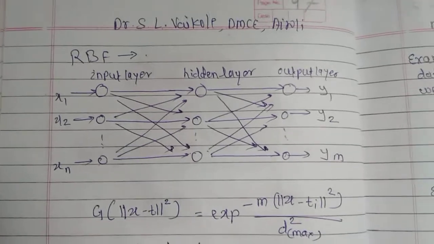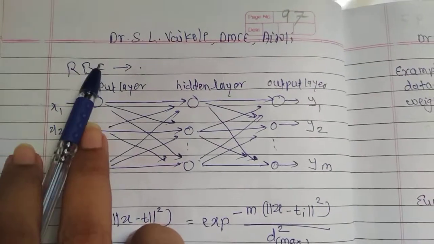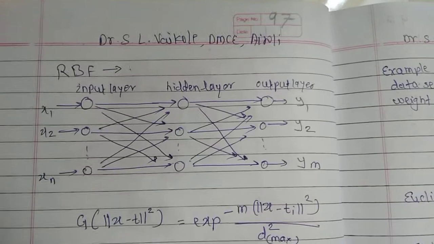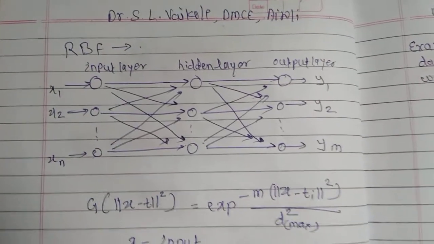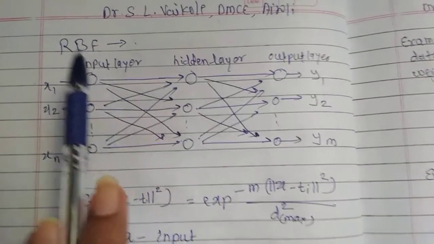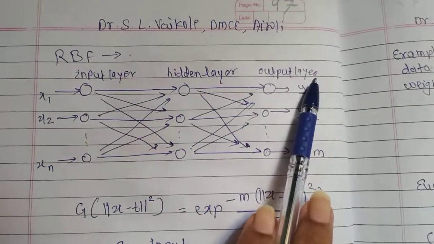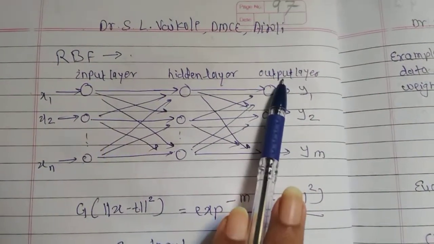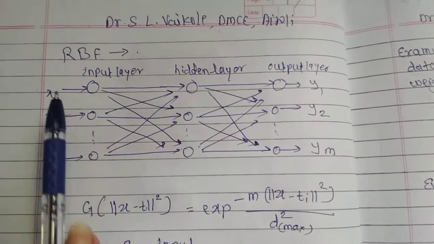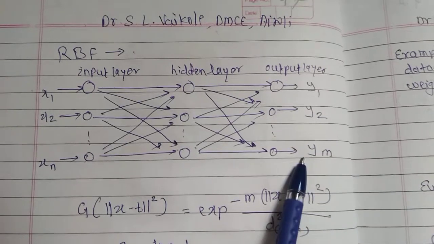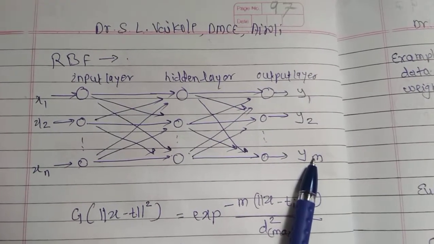Hi, today we'll see the radial basis function network. The RBF network is a multi-layer perceptron network where we have an input layer and an output layer, and in between the input layer and the output layer a single hidden layer is allowed. In the input layer there are n neurons, in the output layer there are m neurons.